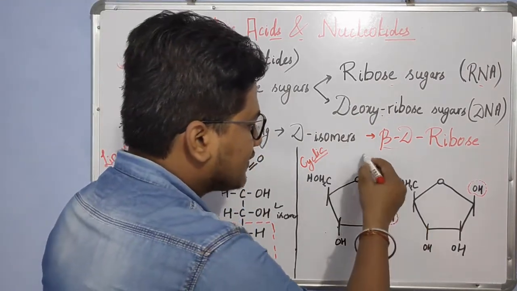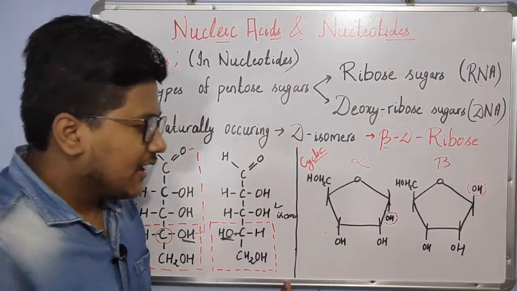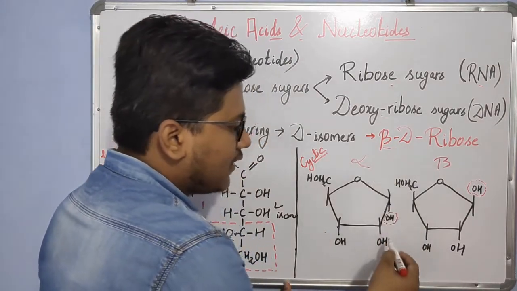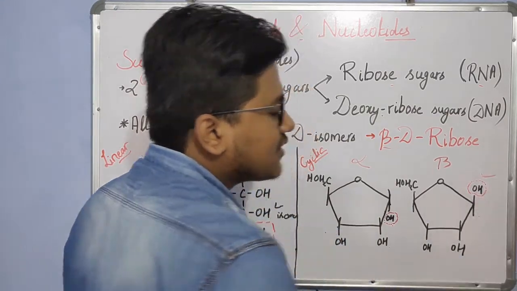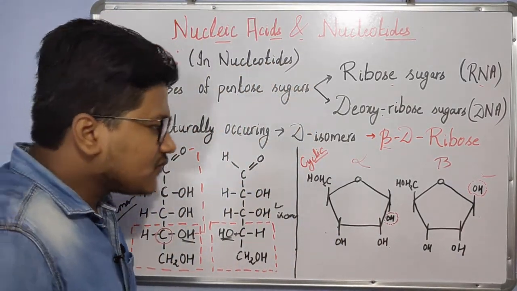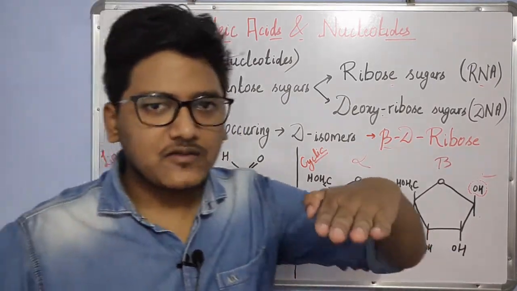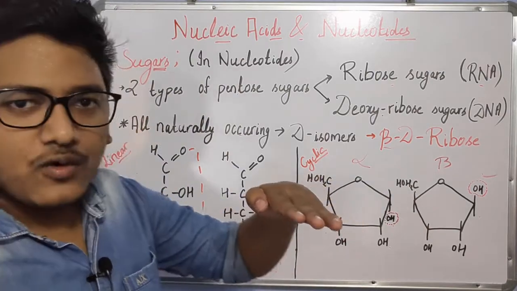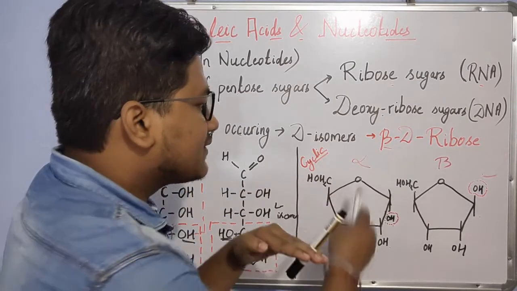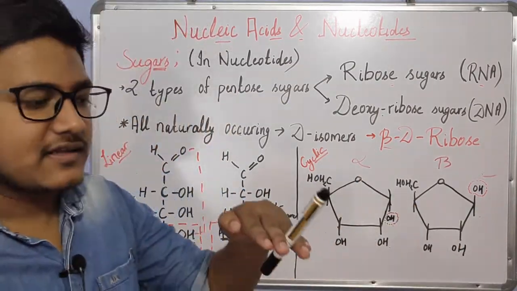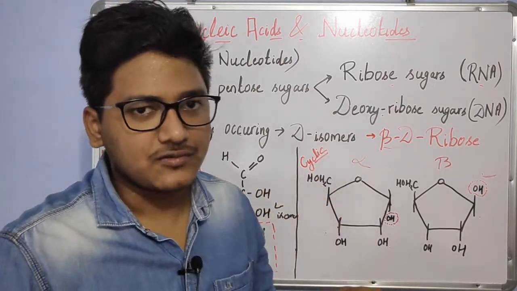So this is the alpha form and this is the beta form of the cyclic D-ribose. You can notice that in alpha, the OH group is directed downwards, whereas in beta, the OH group is directed upwards. If this is the plane of the ribose sugar, and the OH group at the first carbon is directed upwards, then we call it the beta structure, whereas if the OH group is directed downwards, we call it the alpha structure.